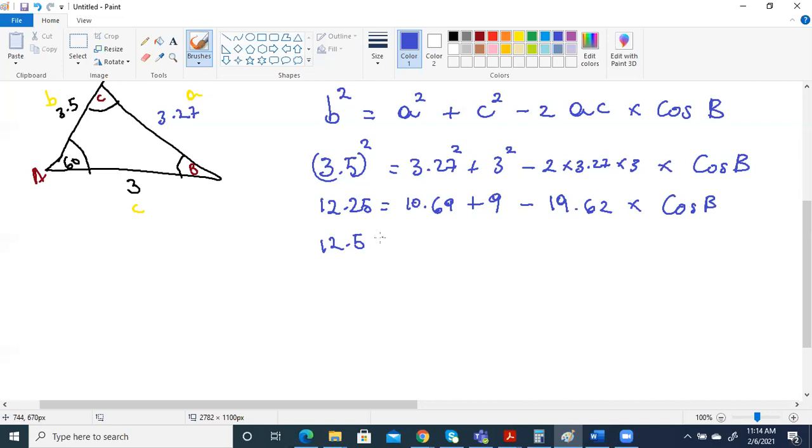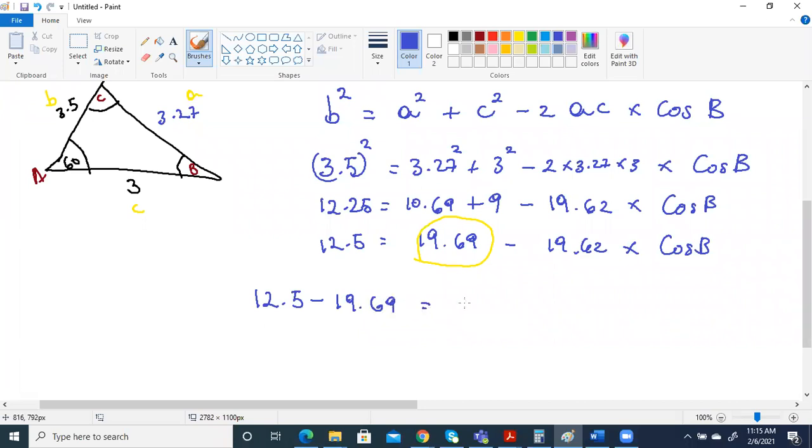So let us just simplify this a little bit. So this would give you 19.69 minus 19.62 times cosine B. All I did was add 10.69 and 9. So now we can start rearranging our formula to make cosine B the subject. The first thing we're going to do is move this 10.69 over. Because it's being added here, it's going to be subtracted over there.